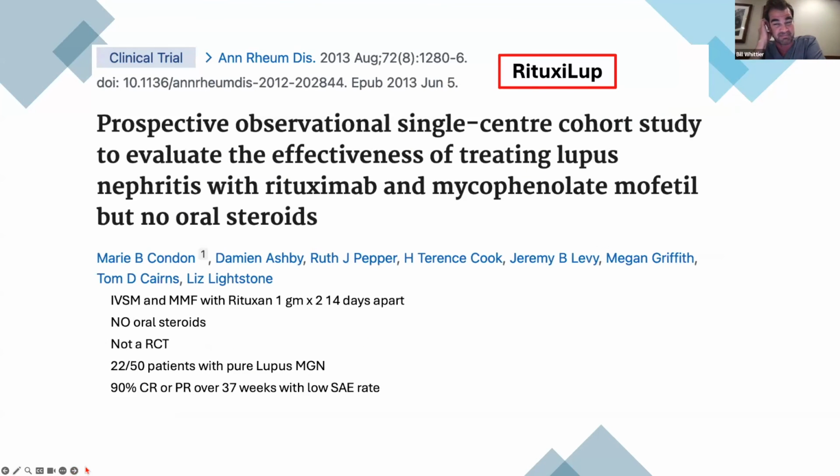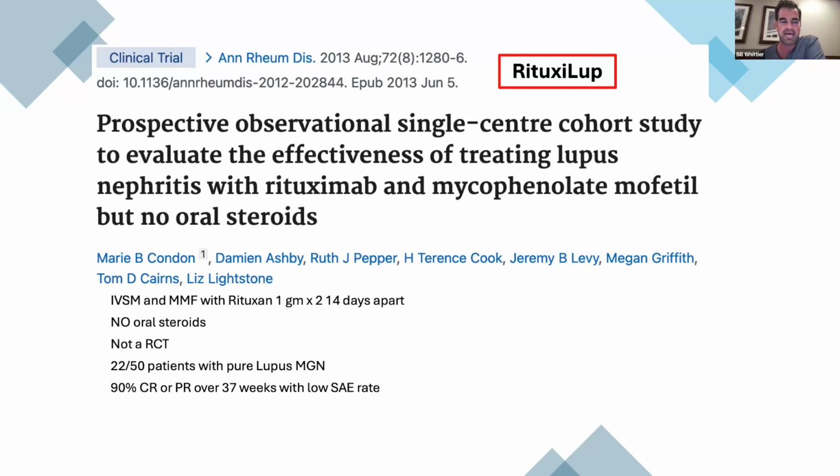And so what about the other study, besides the LUNAR trial, that looked at Rituxan? It's the Rituxaloop study, not a randomized controlled trial. It's a cohort series, Liz Lightstone, 50 consecutive patients. And what she did was she gave them MMF and some IV Solumedrol and then Rituxan, and all 50 patients got it. What was interesting though is that about 40% of her patients had pure lupus membranous, which was higher than other studies have reported, but that means that this cohort arguably had quite a bit of pure membranous lupus.